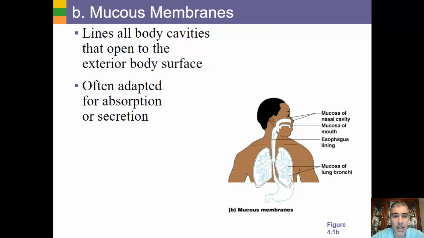Mucous membranes, as I said, line all body cavities inside of your body, and all of these at some point open to the exterior surface. So whether it be your digestive tract or your respiratory tract, those internal membranes, even though they're inside of your body, are in contact with the outside environment. A lot of times their job is to either absorb or secrete things, so either to secrete things like mucus or absorb nutrients in the case of the digestive tract.